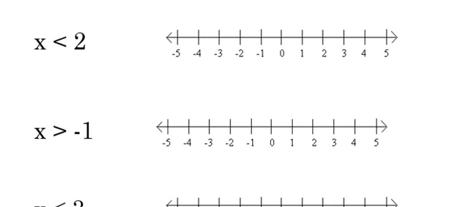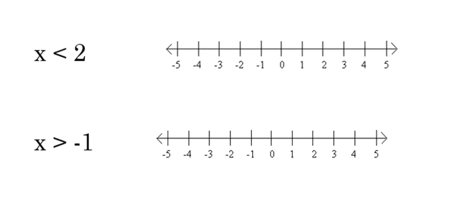The first one says x is less than 2. Since it is not "or equal to," there's not a line under that inequality. That means I'm going to go to the 2 and it's going to be an open circle. X is less than 2, so I'm going to shade all those numbers that are less than 2. So I'm going to shade to the left.